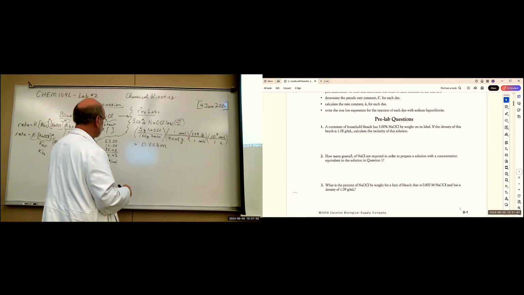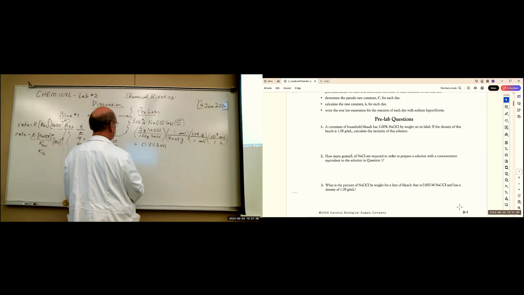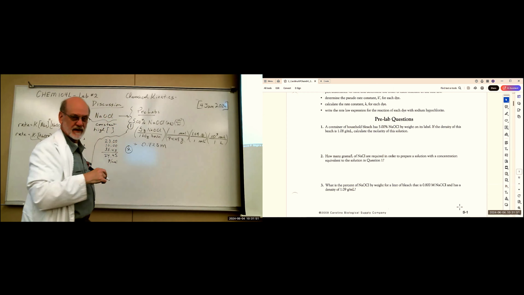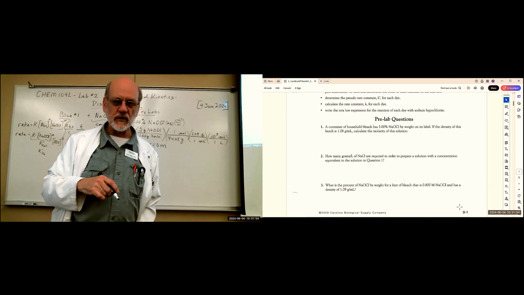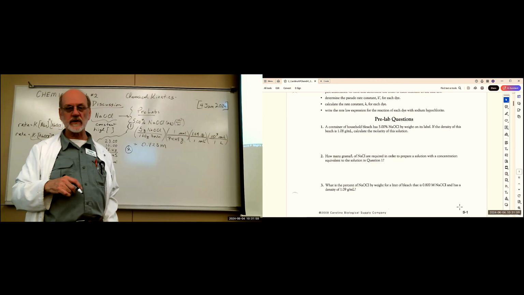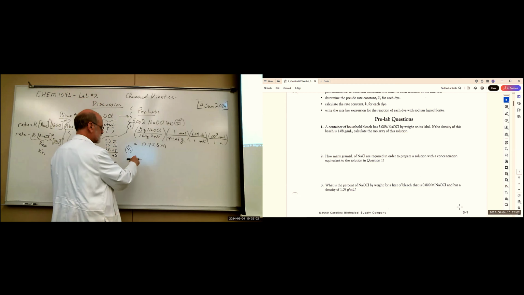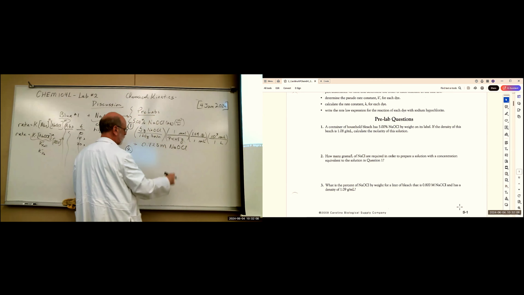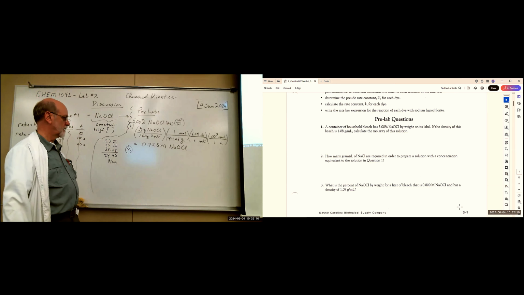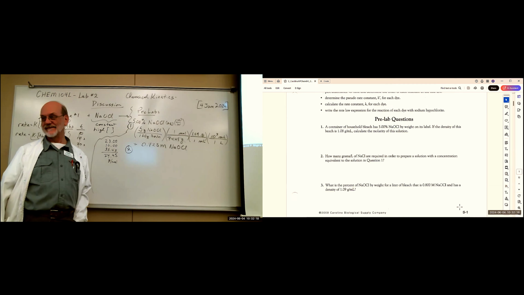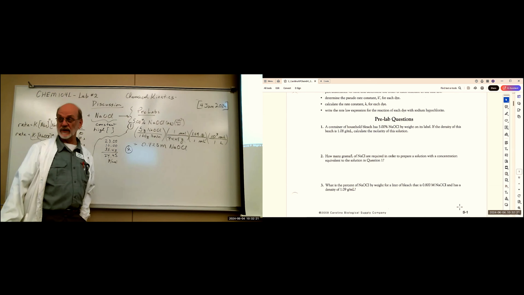Okay. Let's see. That was 1. How about 2? How many grams per liter of sodium chloride are required in order to prepare a solution with a concentration equivalent to the solution in question 1? If this is 0.725 molar sodium hypochlorite, why would we want to be able to make a solution of sodium chloride? Dilute it? Yeah, we want to dilute the bleach.